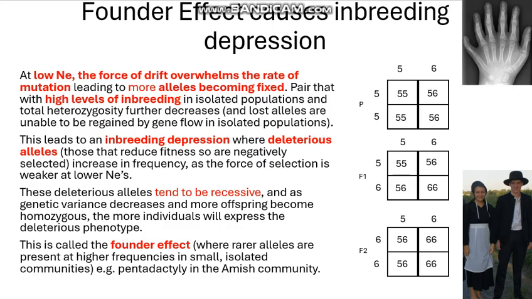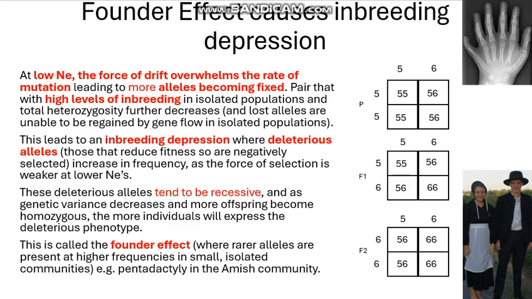So, at a low effective population size, the force of genetic drift overwhelms the rate of mutation, leading to more alleles becoming fixed. Pair that with high levels of inbreeding in isolated populations, and total heterozygosity further decreases, and lost alleles are unable to be regained by gene flow because the populations are isolated.